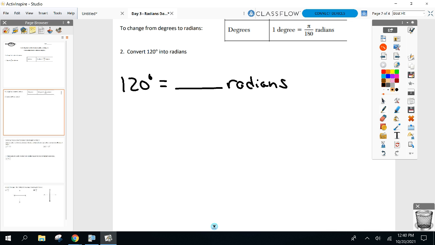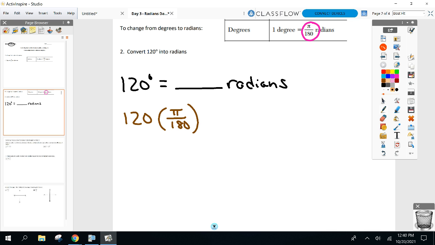Everyone look on your formula sheet to where it says degrees equals radians. Everyone see where it starts with degrees equals radians? And then you have this fraction here, which is pi over 180. That is what you multiply any degree measure by to turn it into radians. So I'm going to take 120 degrees times pi over 180 to convert it into radians.